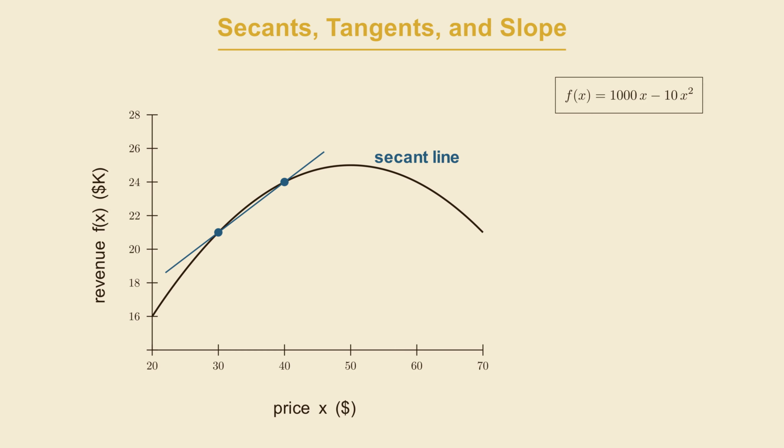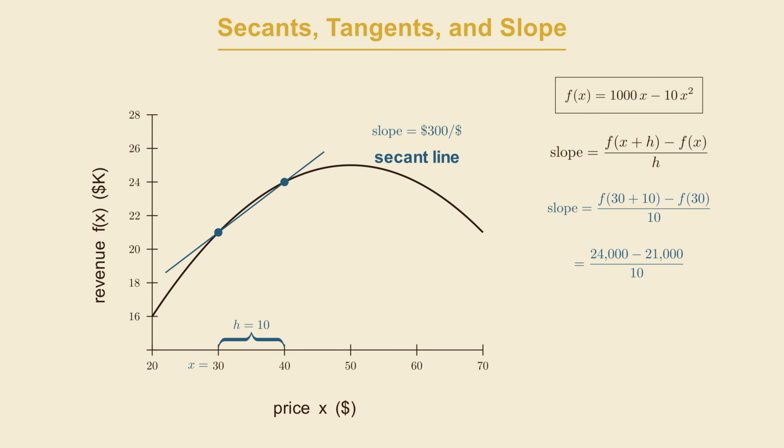We found that the average rate of change was $300 per dollar increase in price. Let's see how that would map to our function for the average rate of change. In our function, x in this example is going to be 30, and the width of our interval, h, is 10. We evaluate f of 30 plus 10 minus f of 30, all divided by 10, and that's 24,000 minus 21,000 divided by 10, giving us the exact same $300 per dollar price increase.